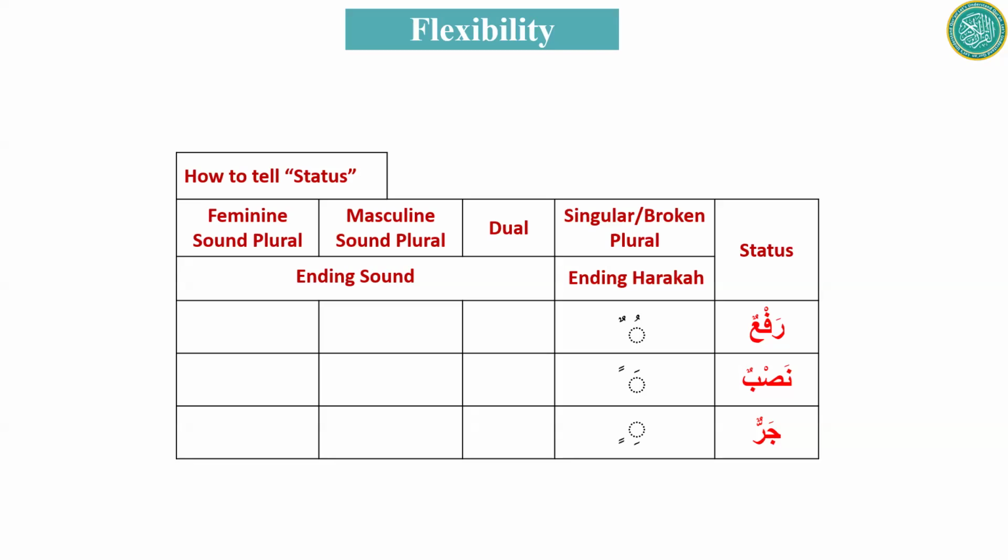For duals. Thank you, sister. For duals. Badr Talha, how do you identify the dual word to see if it is rafa? Rafa, ani. Ani sound at the end. Yeah, and how about nasab? Nasab, ani. Jar, aini. Aini. Good. Thank you.